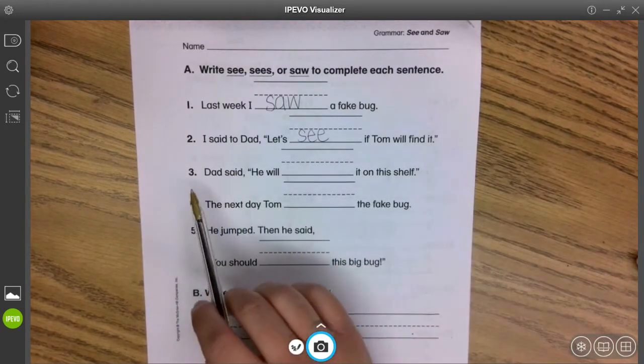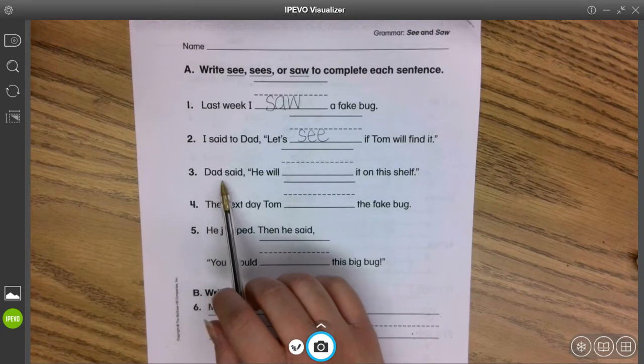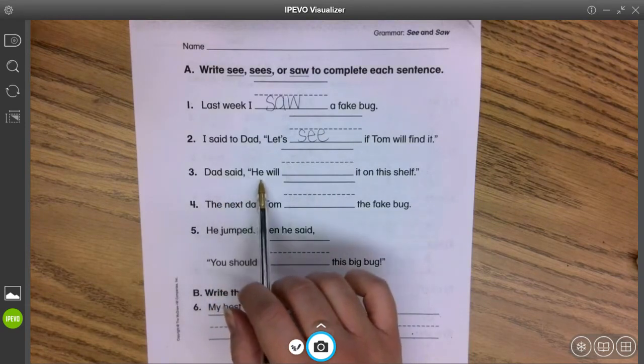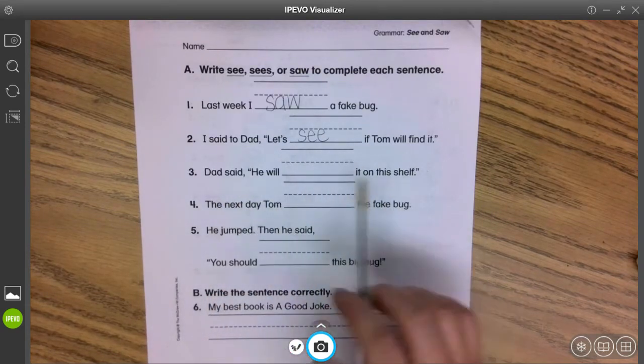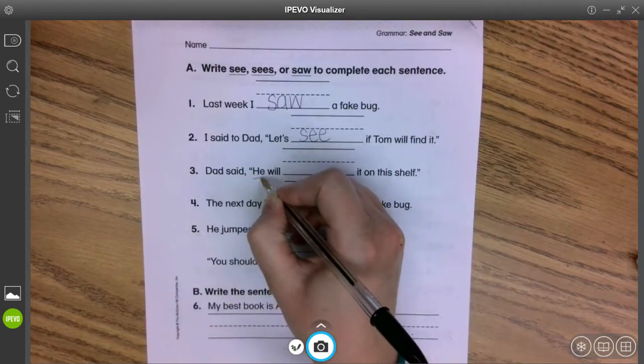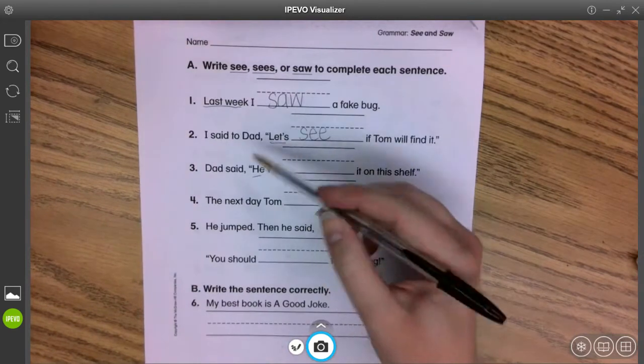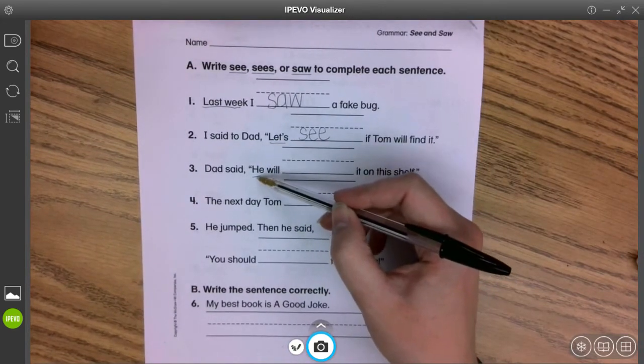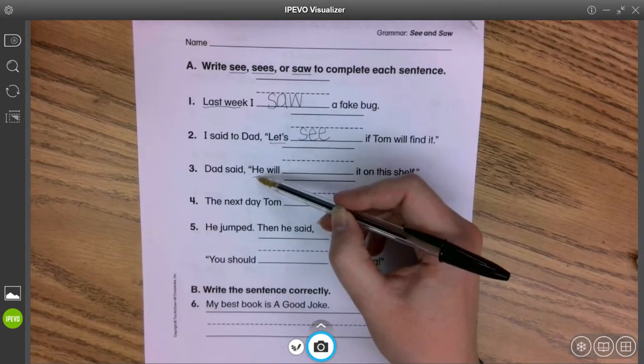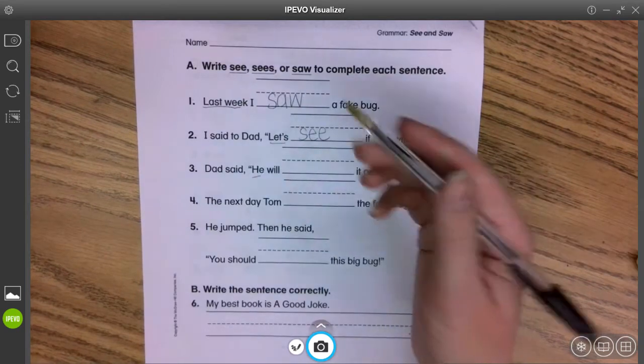Okay. Number three, Dad said he will blank it on this shelf. Okay, we're talking about he. So let's was a group, last week was past. We're looking for clues. Okay, talk about he. Is he a group or one person? One person. So which one do we use? Sees.